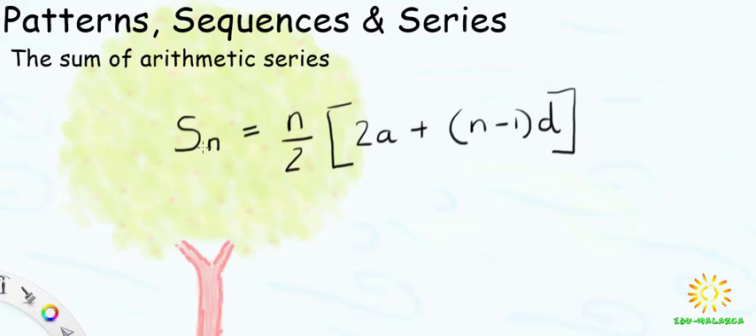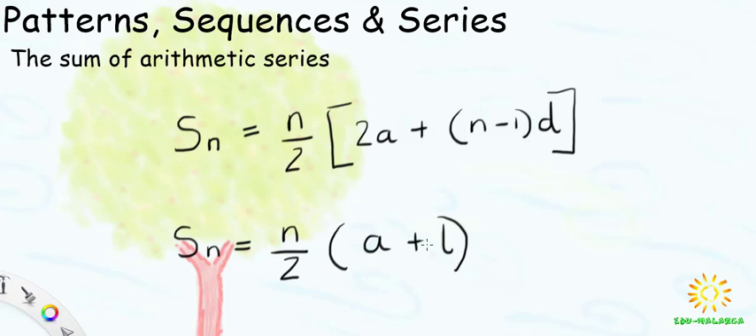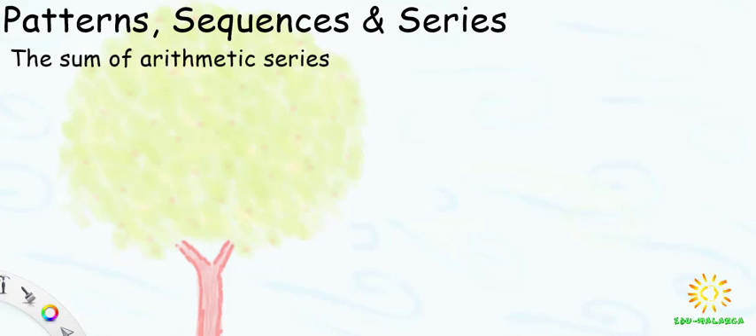your common difference. The second equation that we then derived looks like this: Sn is equal to n over 2, open brackets, a plus l. L is a new variable and it stands for the last term. So to use this equation, you need to know the last term of an arithmetic series. Now that we've reminded ourselves of the equations, let's get into our examples.